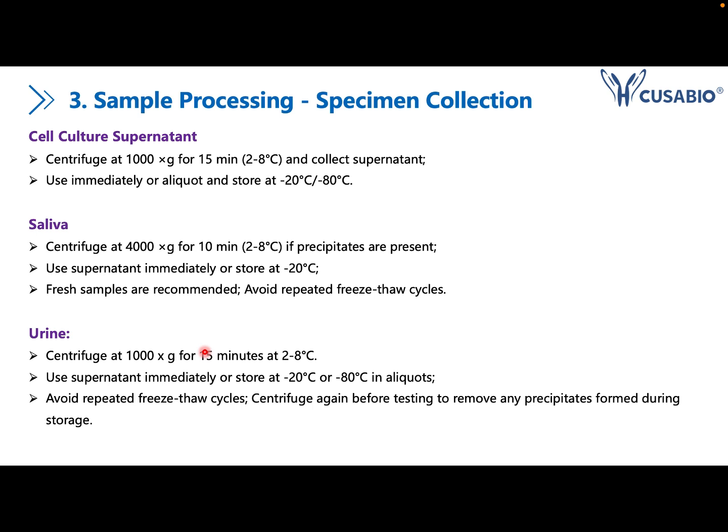The last 3 samples that the collection method are quite easy because we just do the same, the centrifuge, and then we collect the supernatant. So, basically they are the same, but the same thing here. If you don't do the testing immediately, please aliquot the sample and then store the sample at -20 or -80.